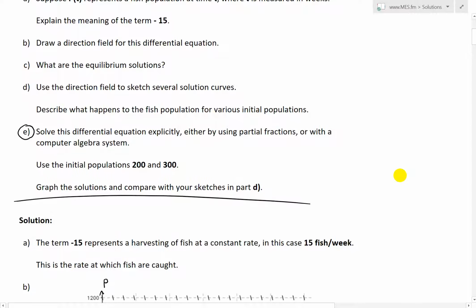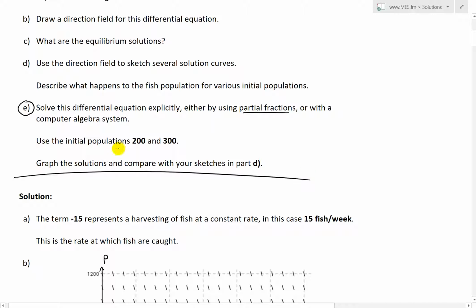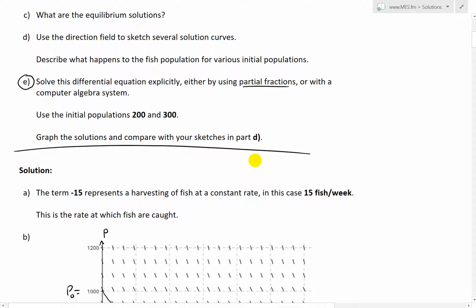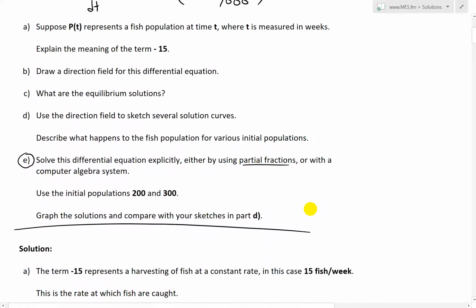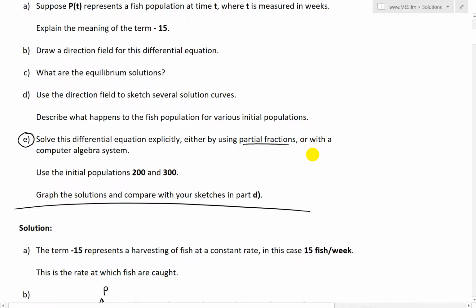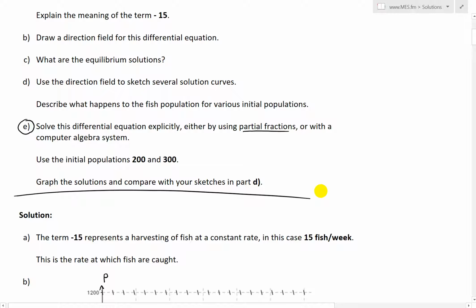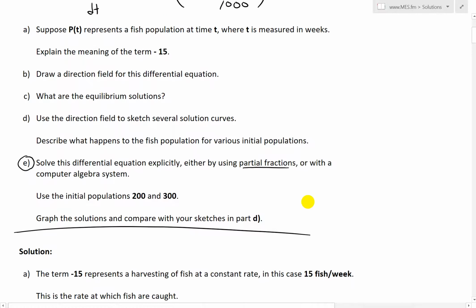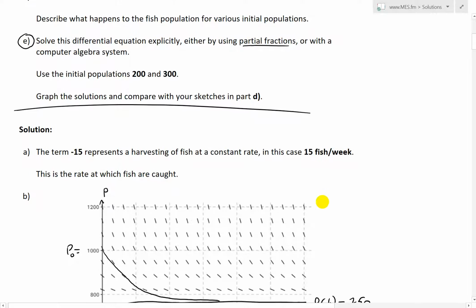which states to solve this differential equation explicitly, either by using partial fractions or with a computer algebra system. I'll just use partial fractions. You could just Google a computer algebra system calculator to do that, but I'll just do partial fractions in this video. And then use the initial populations 200 and 300 to get the equations for these two different populations, and then graph the solutions and compare with sketches in part D, where we used the direction field to solve those solutions graphically. So make sure to watch the previous video to get a better idea of it, and in this one I'll just go over part E.